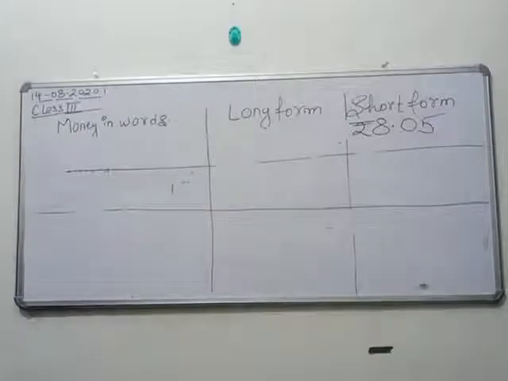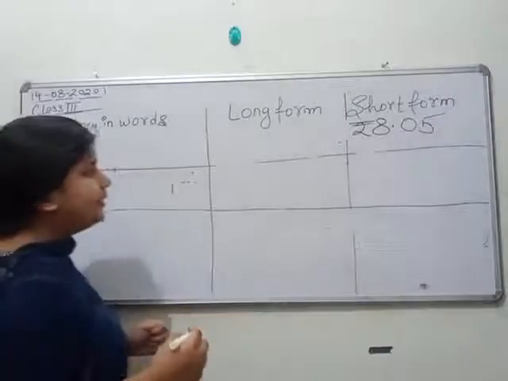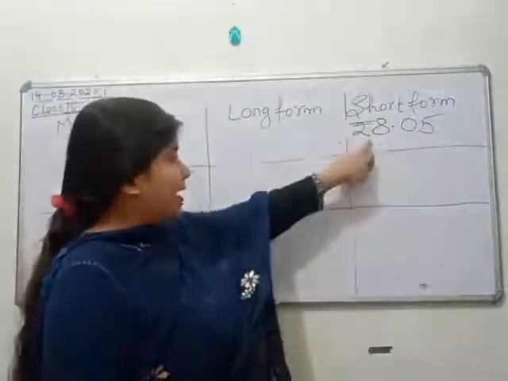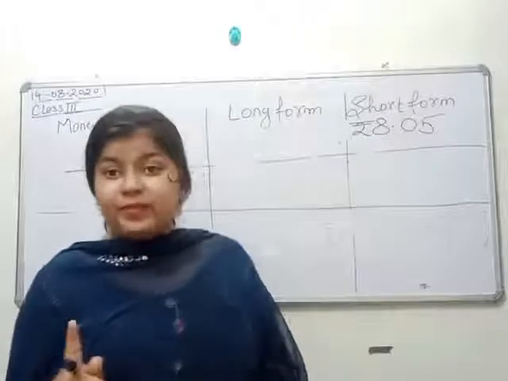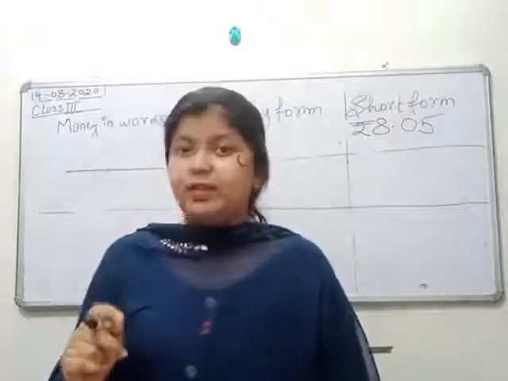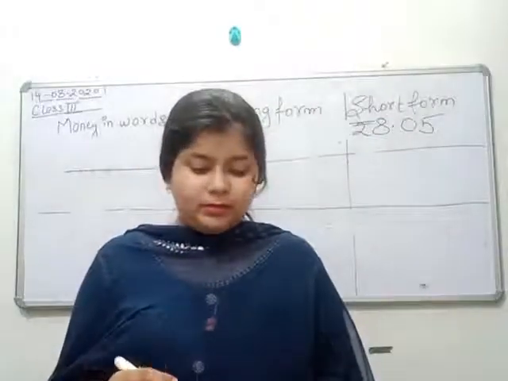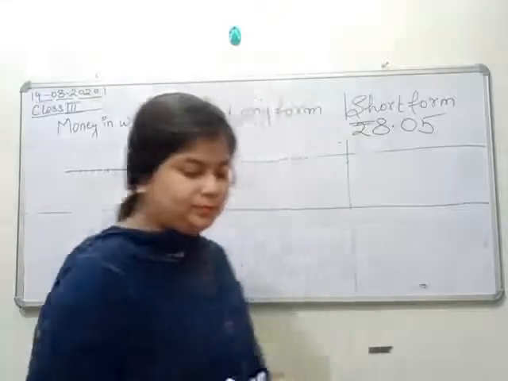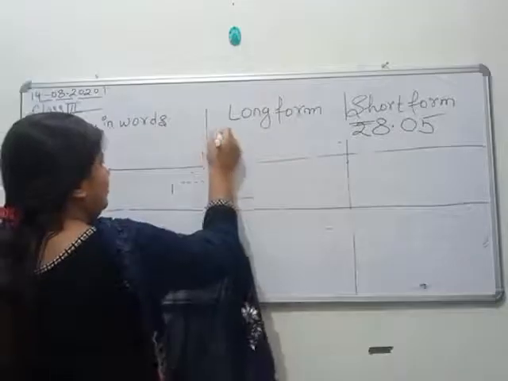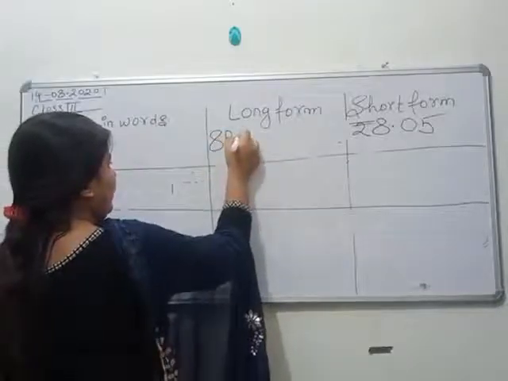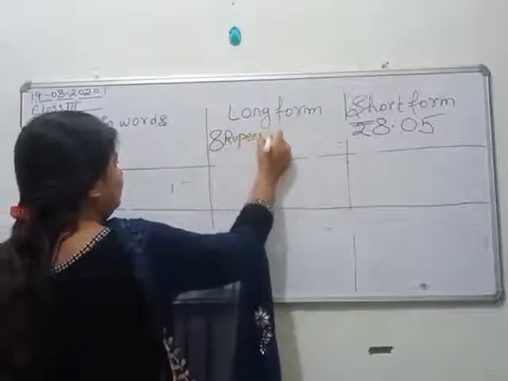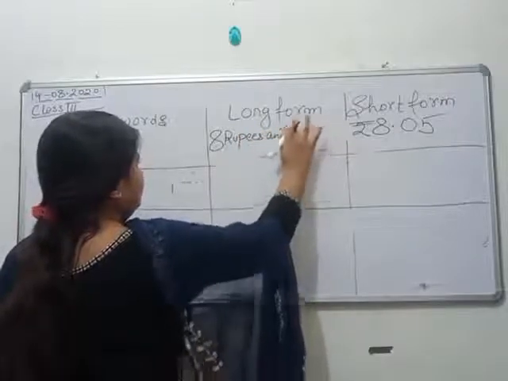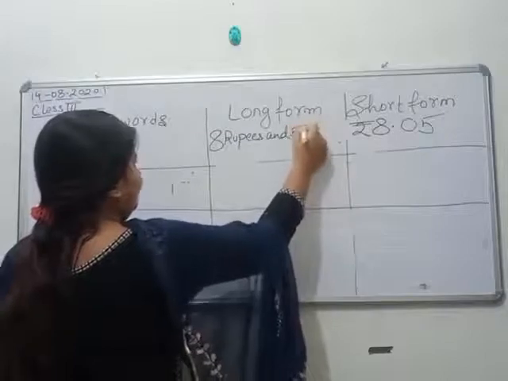Okay. So in long form we will write. See here 8 rupees and 5 paise is there. It is not 50 paise, that is 5 paise. So what we will write? 8 rupees and 5 paise.